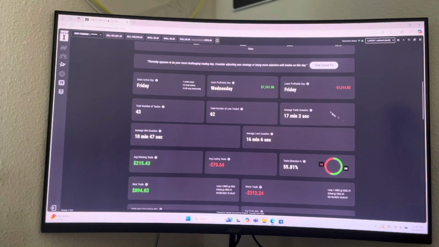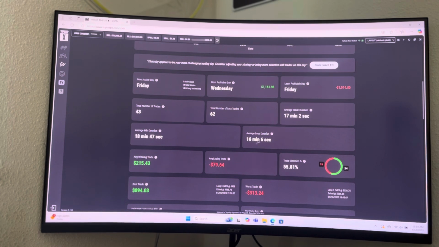Coming down here, you can also see what are your most profitable days, your least profitable days. You can see the average time you spend in a trade, 17 minutes for me. My average winning trade time, my average losing trade time. A week or so ago, this was quite a bit lower. So maybe I'm holding my losers too long now, and that's why my win percentage is down.